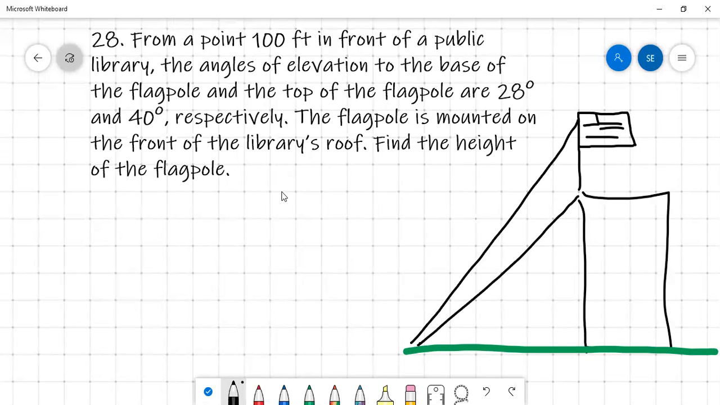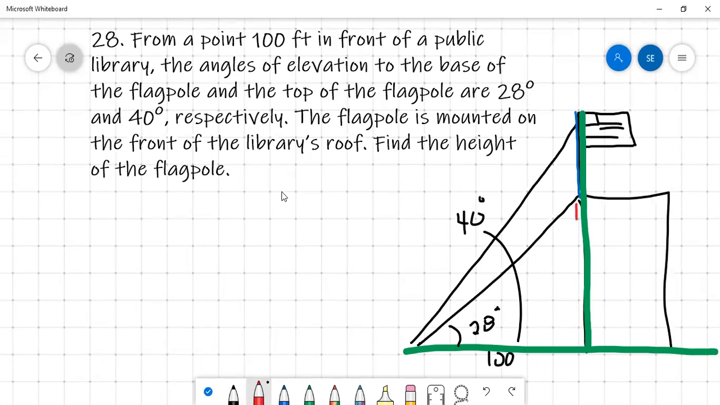My scale's probably off. They said this angle was 28, and this angle was 40. And we know that this was 100. So we want to know this distance here, right? But that distance can be expressed as a difference between this distance and this distance. Okay? So again, we want the trig function that relates this angle to these two sides. Well, this is our opposite and our adjacent. So for this angle, that trig function is tan.